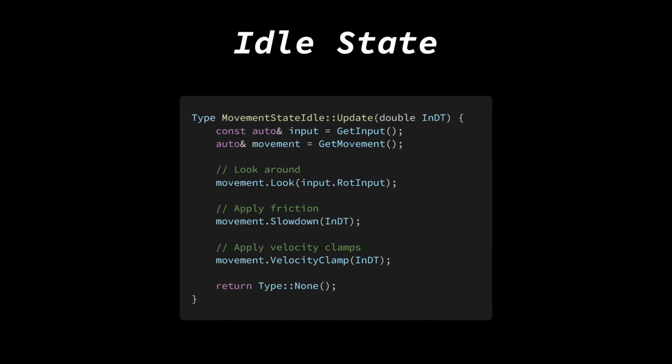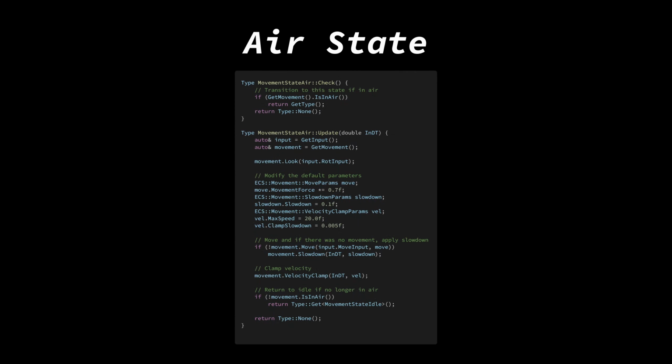The base states are very simple. Here's the entirety of the idle state. You can see that I'm using the look around functionality, I apply some friction, and I apply velocity clamps with the default parameters. And in the air state, you can see how I override certain parameters.